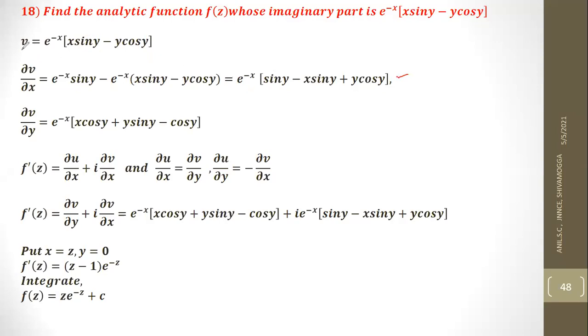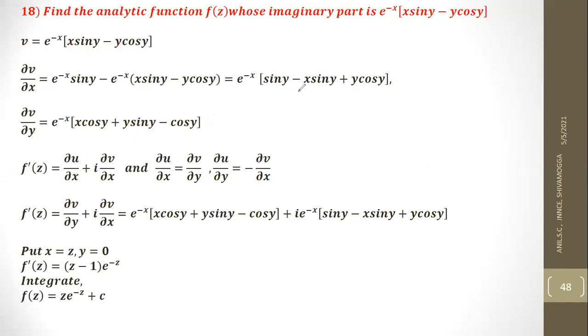Similarly, we differentiate the same function v partially with respect to y. It is denoted by del v by del y. Del v by del y is equal to e power minus x. This is a constant, keep it as it is, and differentiate this function with respect to y. X is constant, keep it as it is. Derivative of sin y is cos y. Minus y into derivative of cos y, which is minus sin y, minus into minus plus y sin y. Minus cos y into derivative of y with respect to y is 1.